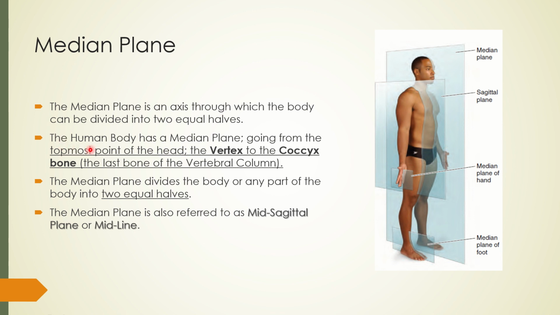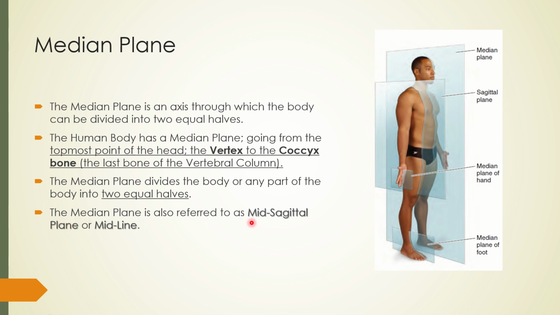So the human body has a median plane going from the topmost point of the head, that is the vertex, somewhere here, to the coccyx bone, which is the last bone of the vertebral column, somewhere here. So the median plane divides the body or any part of the body into two equal halves. This is the keyword, two equal halves.